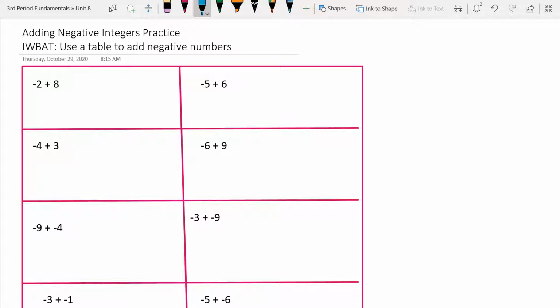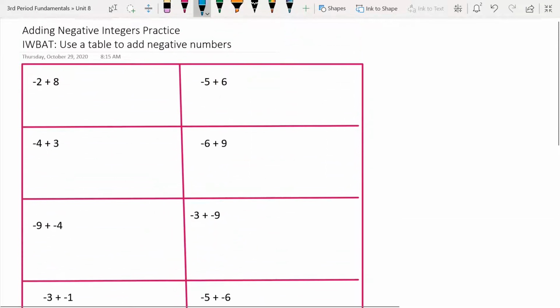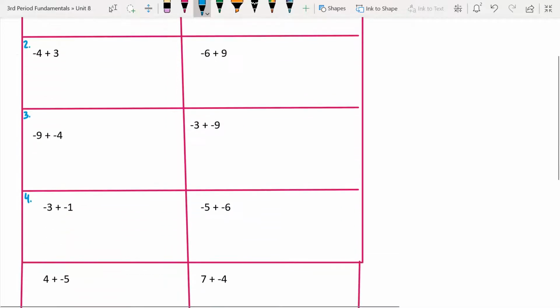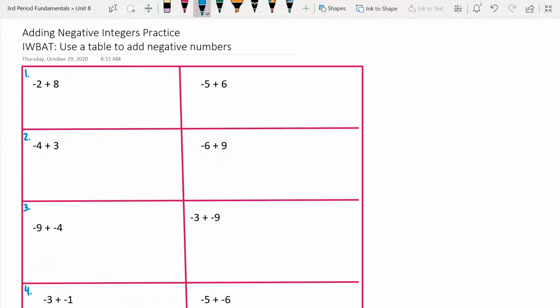So what I want you to do is prep your paper, nice new piece of paper, title it Adding Negative Integers Practice. And kind of like we did at the beginning of the year, I want you to draw 10 boxes. So if you want to split your piece of paper down the middle and then draw 5 lines across, we have 10 problems we're going to do today. 5 I will specifically walk you through, then I'll have you pause and do the last 5 and then unpause to check your answers. But I'm going to show you the new method.